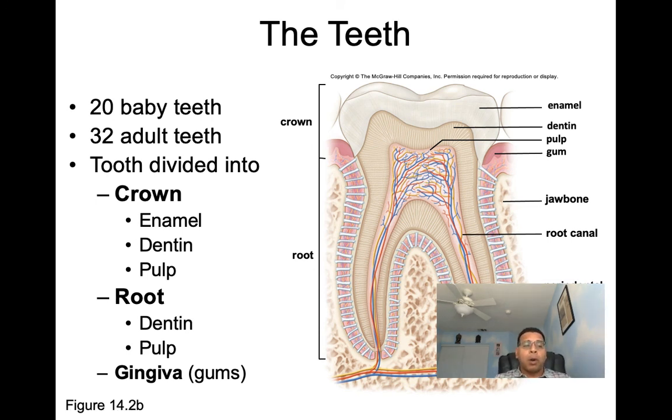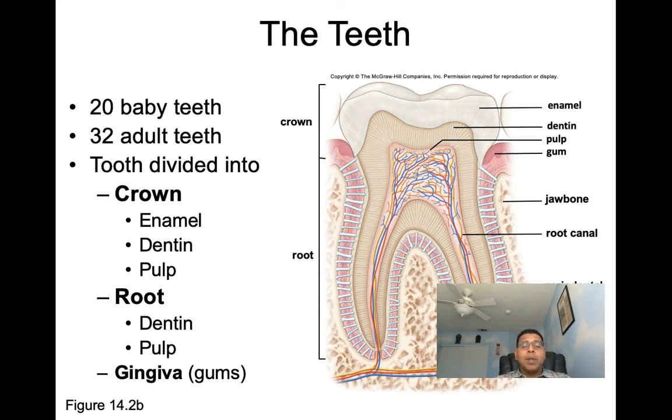Dentin and pulp are also found in the root. You can appreciate right down in here, the dentin makes its way down and then around, all the way around. And then right in here you can see this is all the root, and then down in here are the root canals. So again, dentin and pulp are going to be found in the root.